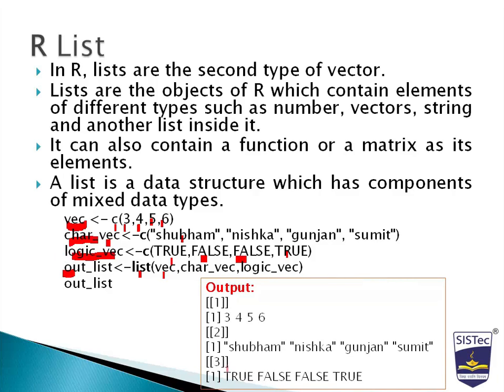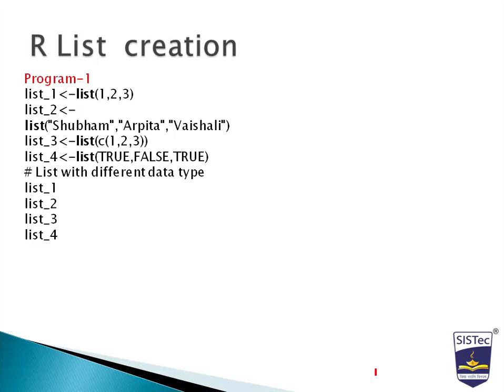We have the first vector, that is 3 4 5 6, then Shubham, Nishka, Gunjan, Sumit, that is a character vector, and finally the logical vector, true, false, false, true is still there. So this is a single data structure that combines different data types. So this is a list. Now, how can we create a list?